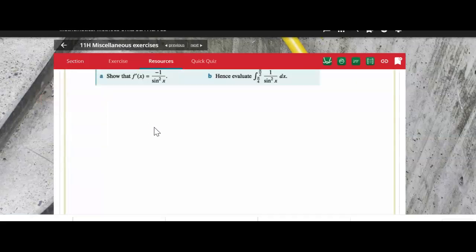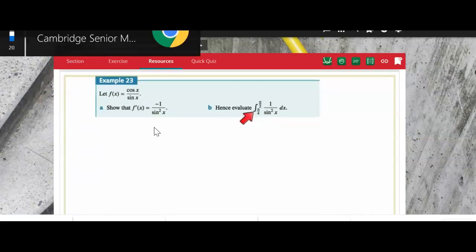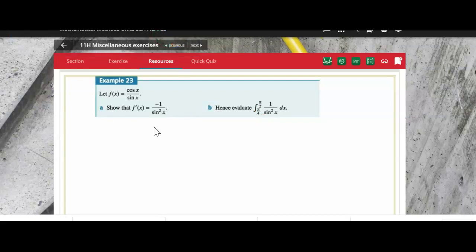So I'll press play. What we ultimately want to be able to do here is integrate this function here. The problem is, though, we don't have an ability to integrate a function that looks like this. So what the question has asked us to do is first derive this function and then use our answer from here to help us to integrate this function over here that we otherwise wouldn't be able to do.